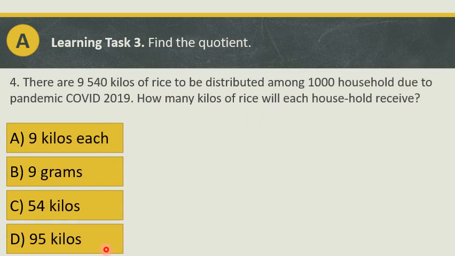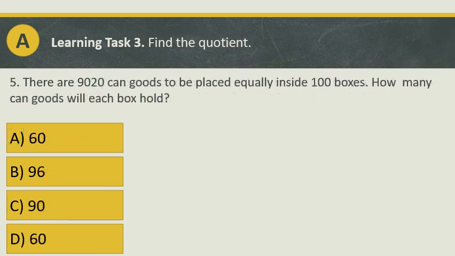Number 4. There are 9,540 kilos of rice to be distributed among 1,000 households due to the pandemic COVID-2019. How many kilos of rice will each household receive? So we have 9,540 divided by 1,000. How many zeros does 1,000 have? Three. So we remove the three. So how many kilos will be given to each household? 9 kilos, because only 9 is left here. Letter A.